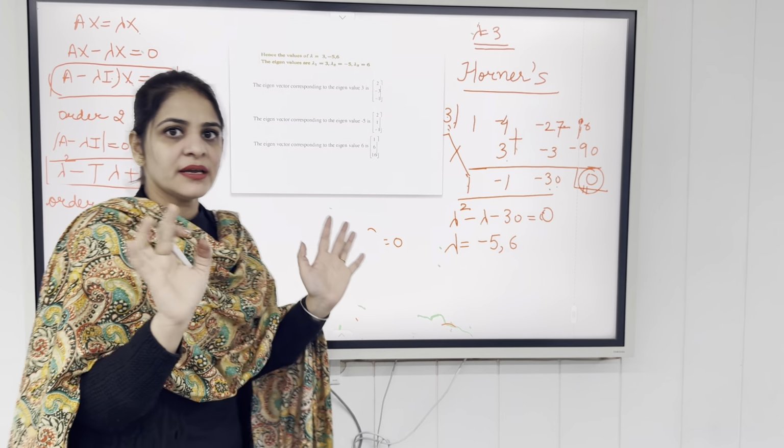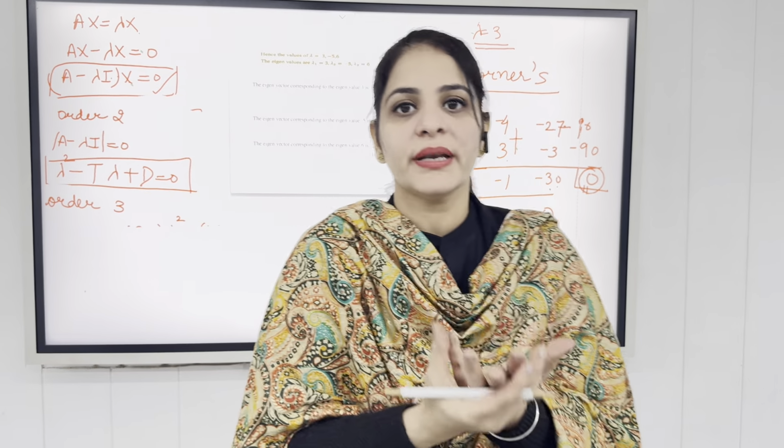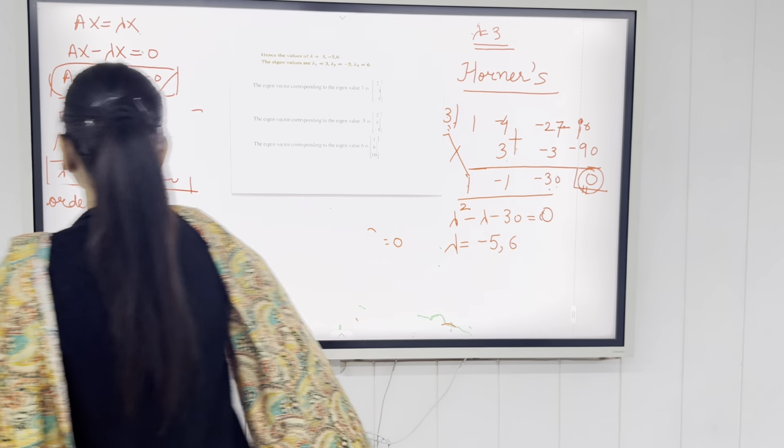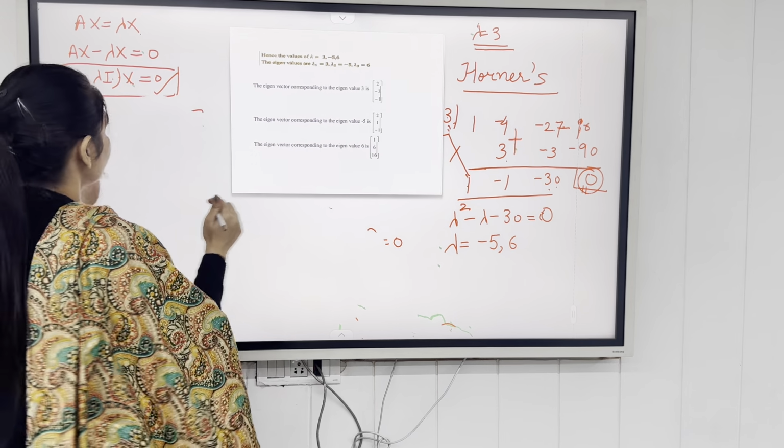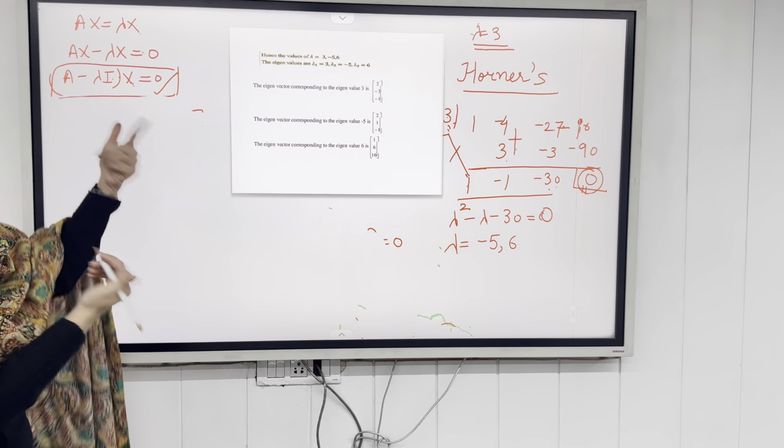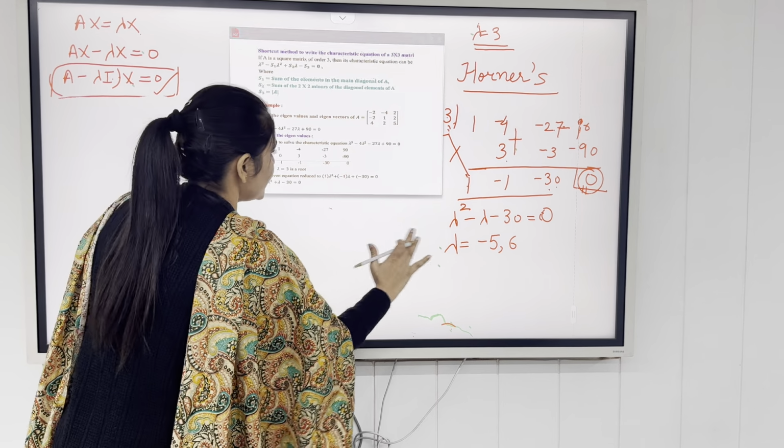Now we have found the eigenvalues, but we have to find the eigenvectors now. How to find the eigenvectors? Let's start here. We have to put each and every value turn by turn into (A minus lambda I) into X, right? So let's calculate A minus lambda I first.